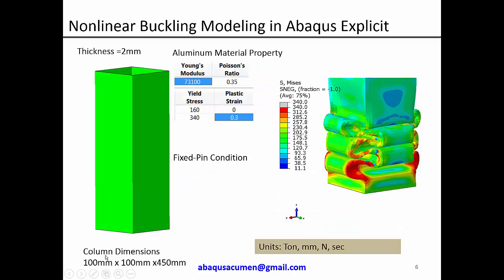So quickly going through the problem, it's 100 millimeter by 100 millimeter, 450 millimeter in length, 2 millimeter thickness. Aluminum properties, typical aluminum properties. We also have plasticity data, fixed condition, pin condition, and we're going to push this by 250 millimeter. First we'll do linear buckling, eigenvalue deformation, will add imperfection, then we'll do Abaqus Explicit and capture what is the post buckling behavior.